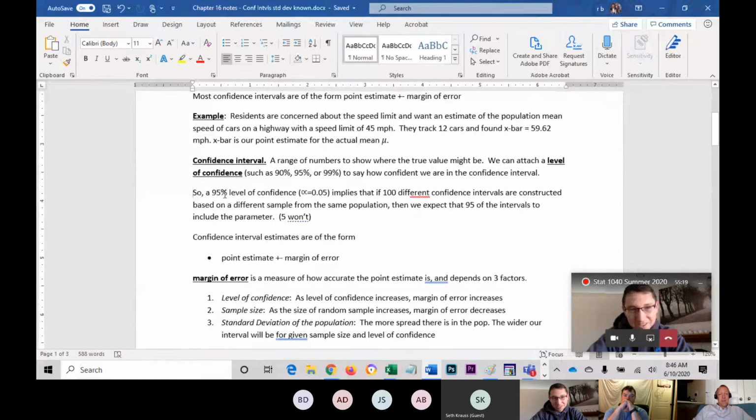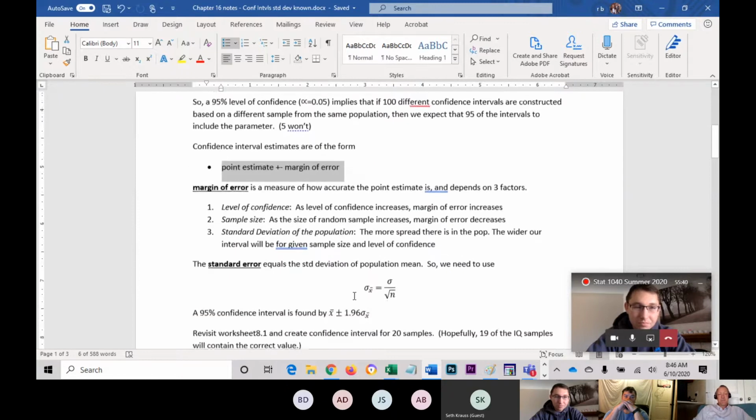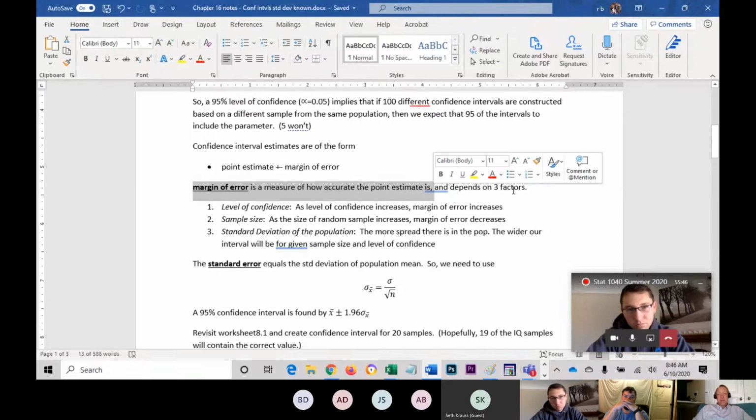So a 95% confidence interval where your alpha is 0.05 implies that if you do 100 different confidence intervals, you expect 95 to include the parameter, which means that 5 won't. So, oh, I did write that down there. Confidence intervals, that plus or minus your margin of error. So let's talk a little bit about your margin of error. It's a measure of how accurate your point estimate is, and it depends on 3 factors.